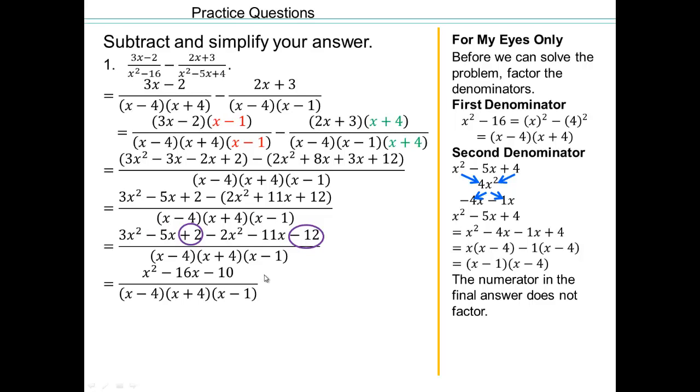Are we done now? Before, we were leaving questions like that and we were done. Except now, look at this: x squared minus 16x minus 10. If you have this numerator, you have to factor more and see if you can reduce. In this case, two numbers multiplying to give you -10 and adding to give you -16 does not work, so you're done. This is it.